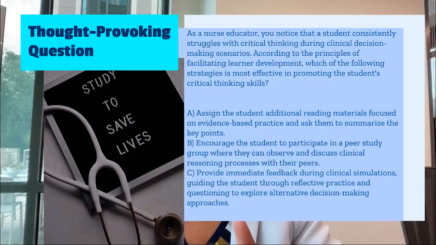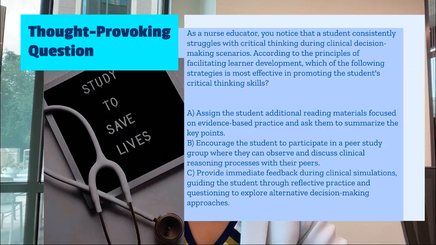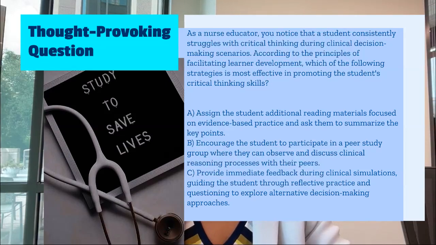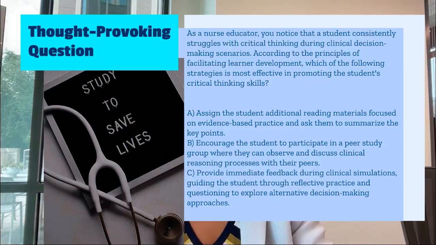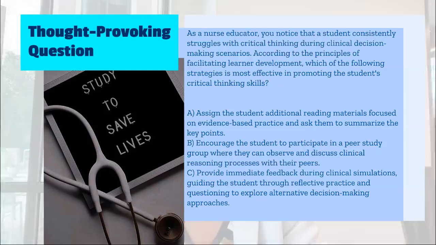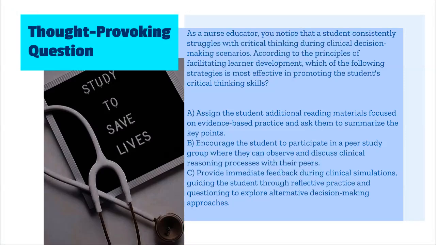So the 3 options are: A, assign the student additional reading materials focused on evidence-based practice and ask them to summarize the key points. Option B, encourage the student to participate in a peer study group where they can observe and discuss clinical reasoning processes with their peers. Or C, provide immediate feedback during clinical simulations, guiding the student through reflective practice and questioning to explore alternative decision-making approaches. So think about, what is this question really asking me? And what is it that I know for sure?